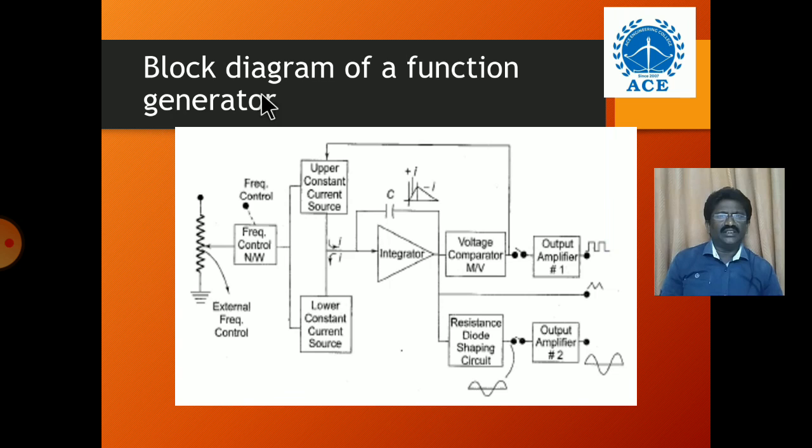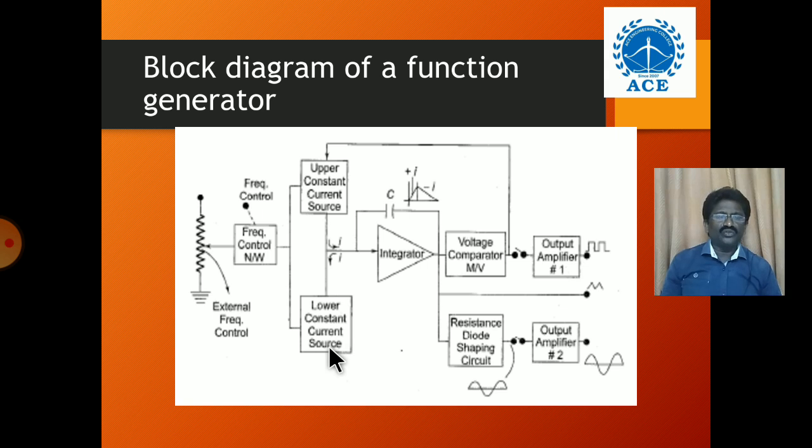So this is the block diagram of the function generator. Observe here. This block diagram has frequency control. This is the frequency control block. It regulates two current sources. One is called the upper constant current source, and the other one is called the lower constant current source.